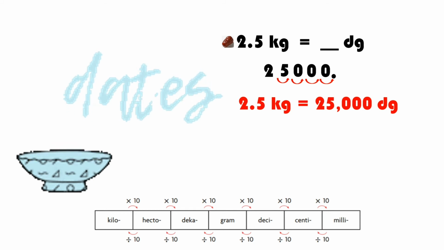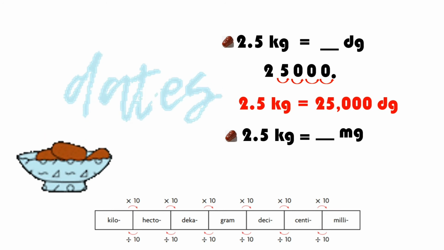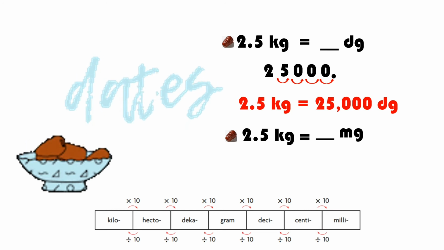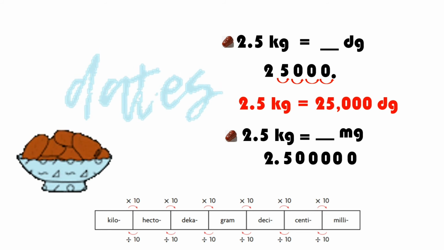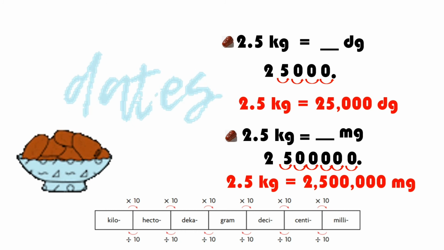Now 2.5 kilograms will be converted to milligrams. From kilograms to milligrams, we need to move 6 places to the right, giving us 5 spaces for the 5 zeros. So 2.5 kilograms is equal to 2,500,000 milligrams. And that's it. That is how we convert units of weight and mass.